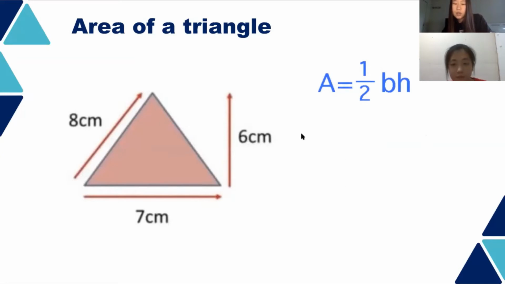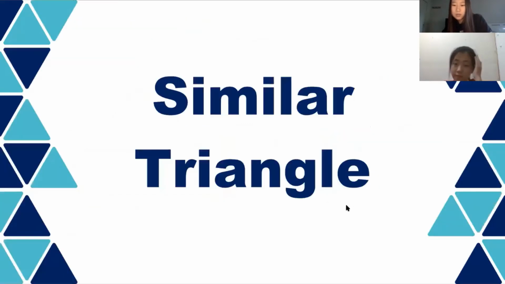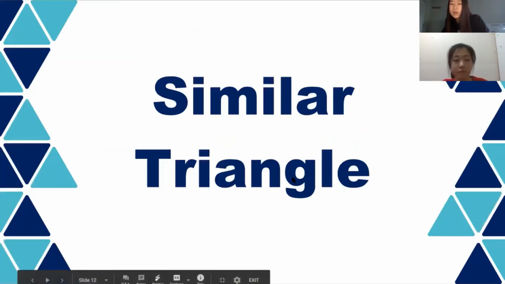So we would do A equals 1/2 times 7 times 6, which equals 21 centimeters squared, because since we have 2 centimeters multiplied together, it will be squared instead of just centimeter. And now we can go into similar triangles.